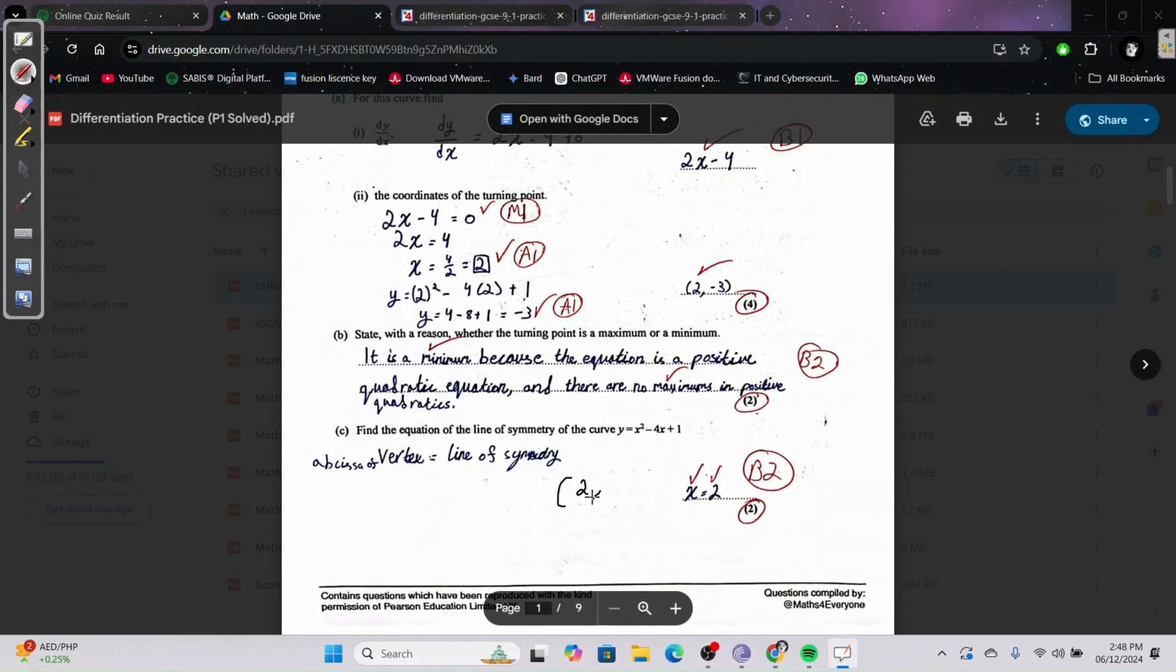It was 2, negative 3. So the answer is going to be 2. Simply, it's just going to be x equals 2. Do not forget the x equals. The x equals is very important in the line of symmetry. x equals 2. This is our line of symmetry because the turning point was 2, negative 3.